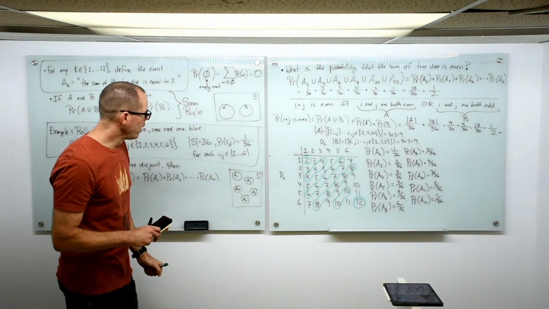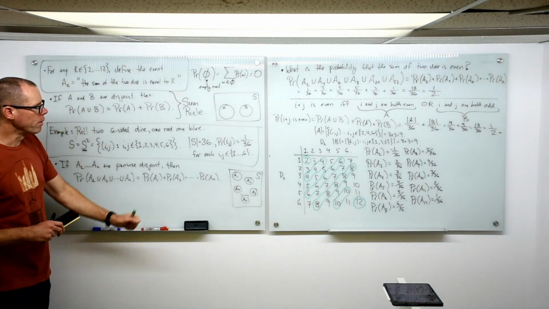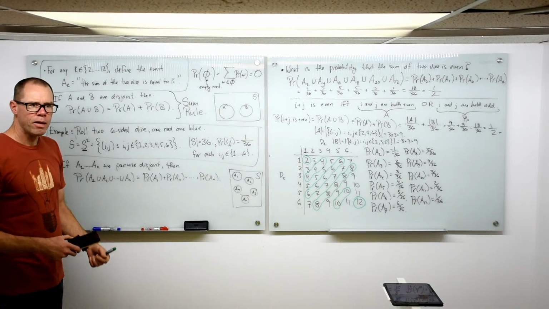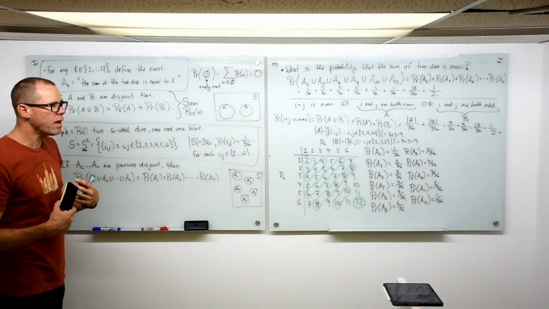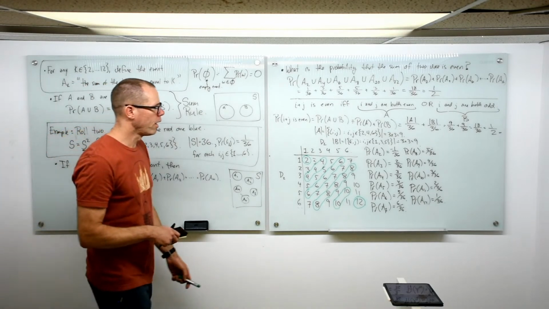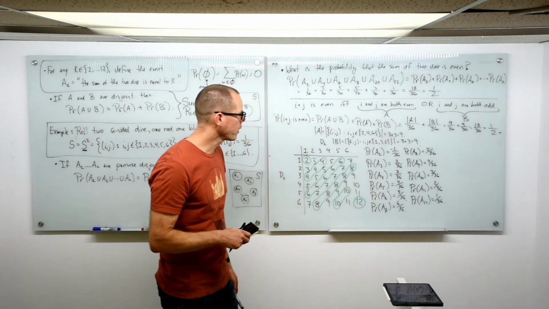In particular, in these uniform probability spaces, where every outcome is equally likely, knowing the probability of an event is the same thing as knowing the size of that event. And you just have to divide by the number of outcomes.